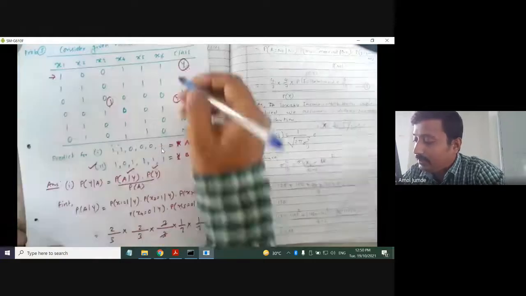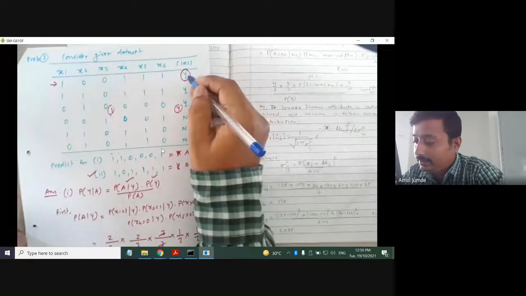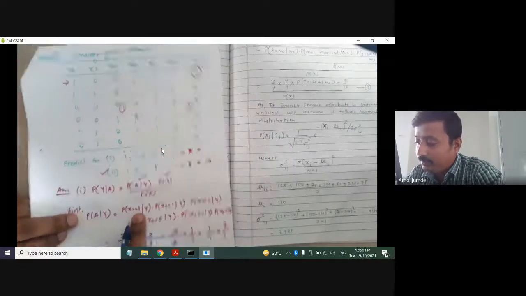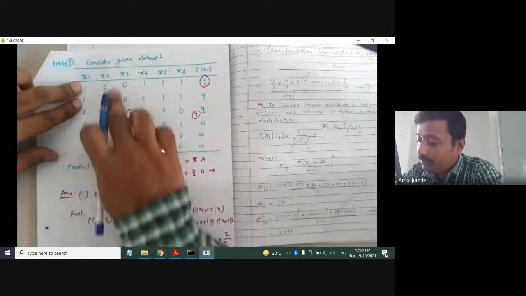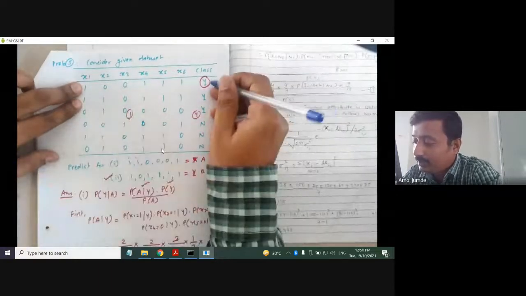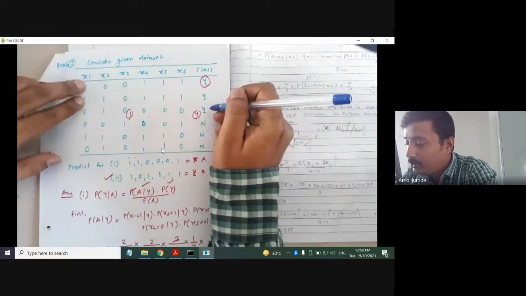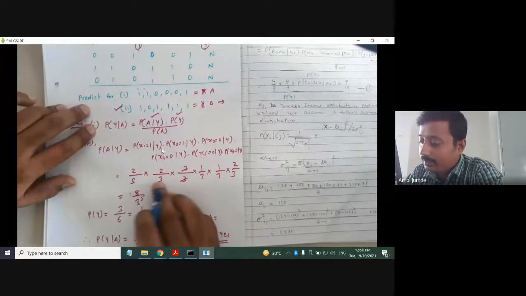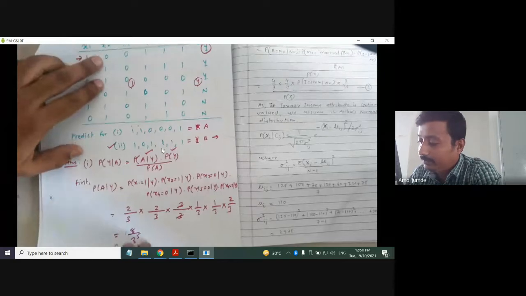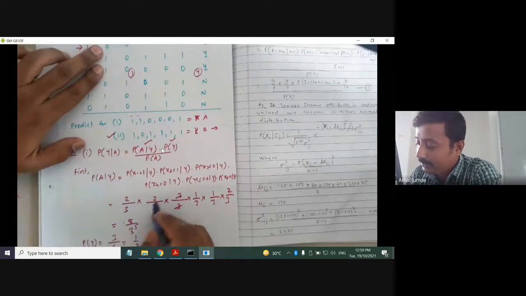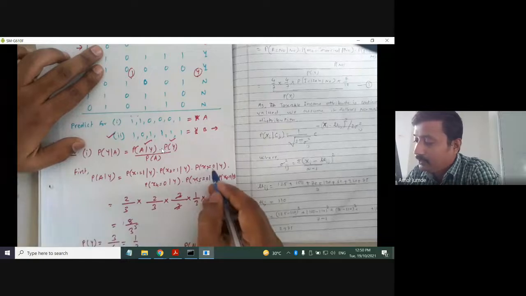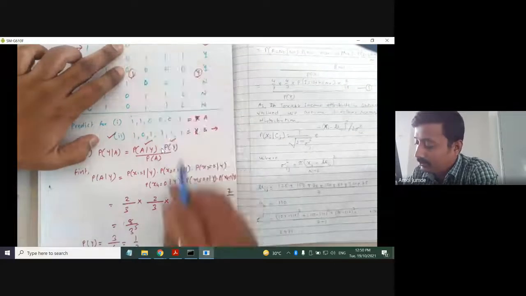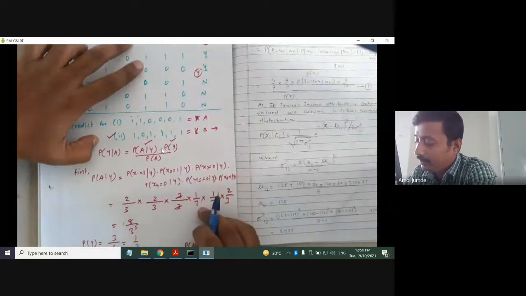We know that there are 3 samples containing yes. Out of those 3, in how many is x1 equal to 1? Refer only to the first 3 rows. In those 3 samples we have 1 in 2 rows, so its probability will become 2 by 3. Then x2, how many 1s? In 2 samples, so 2 by 3. x3 equals 0. Here, out of 3, all three have zeros, so 3 by 3.